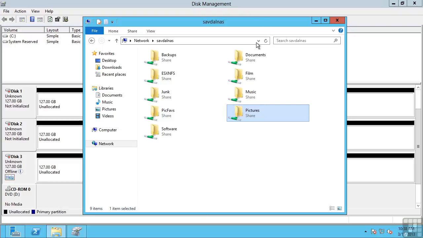And remember, I don't have block level access to these disks. I'm accessing it over a file-based protocol. So I can't see the file system, I just see the files and folders offered by that NAS appliance.